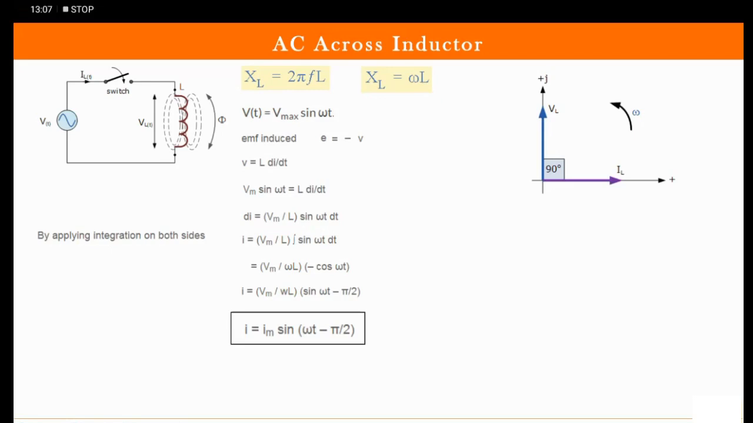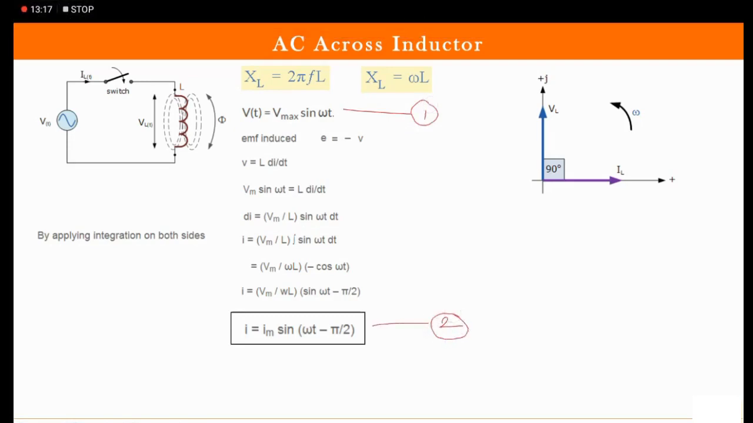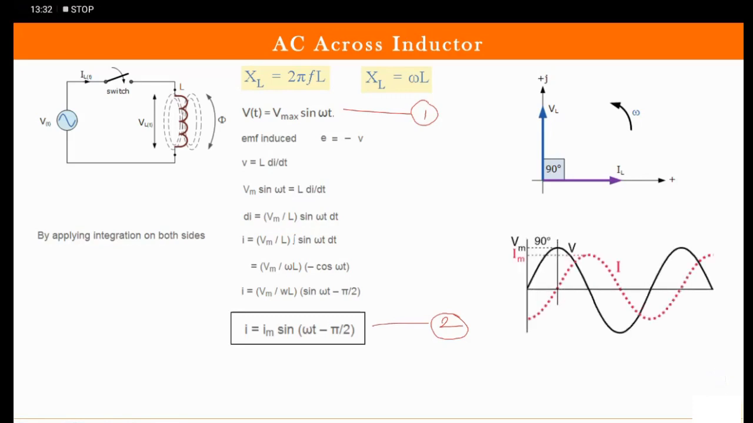Now I can conclude this from comparing these two equations also. How? Because the first equation, voltage equation, has sin omega t and the second equation has omega t minus pi by 2. So I can conclude it here itself, right? And this is how the waveform actually looks like.